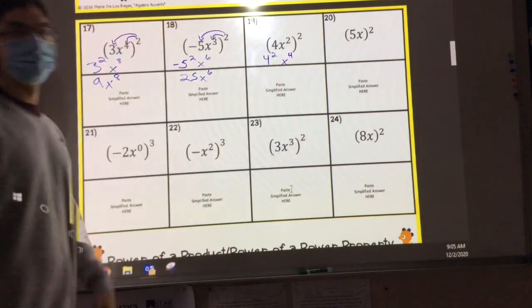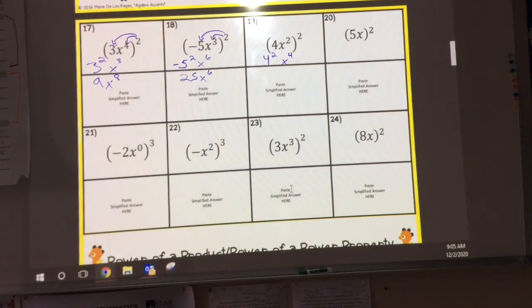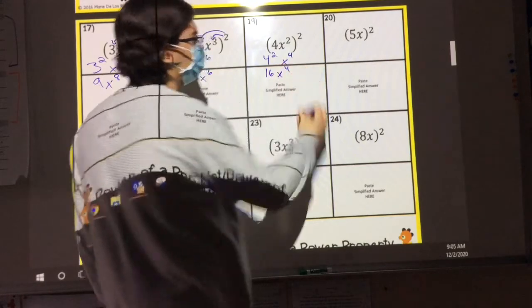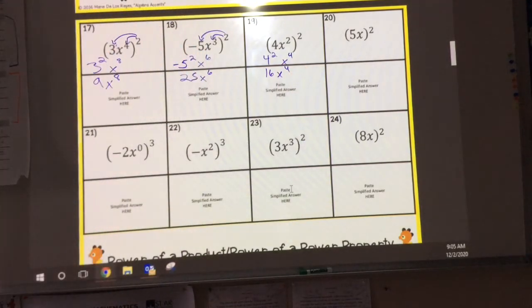Now, can I do more to this problem, though? Can I simplify it even further? Yes. JT, what do you think it's going to be? 16 x to the 4th. Pretty straightforward, right? All right, cool.